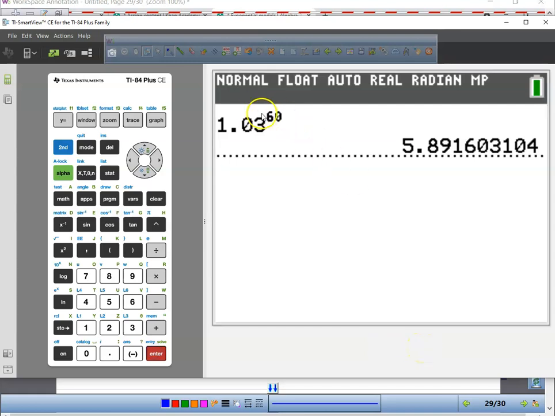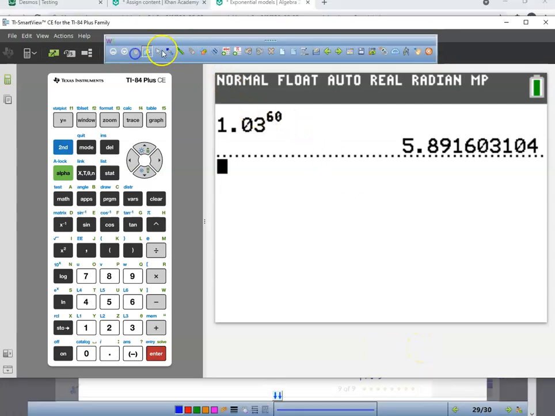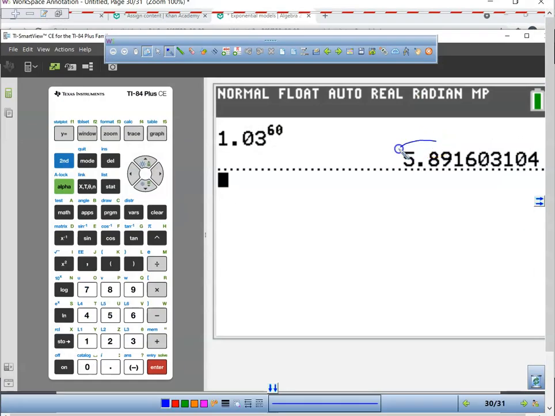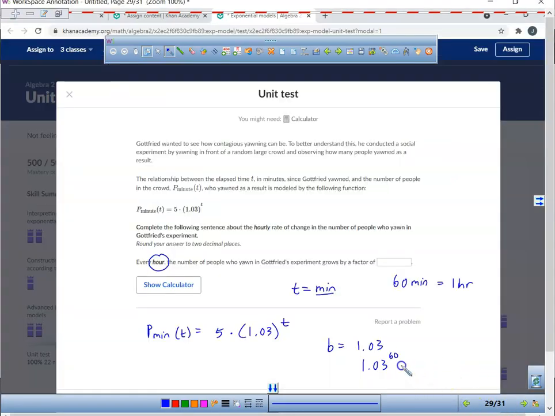Holy moly. That's a lot in an hour. Does everybody see that right there? 5.89. So that equals 5.89. There we go. And that's what I'm going to type in.